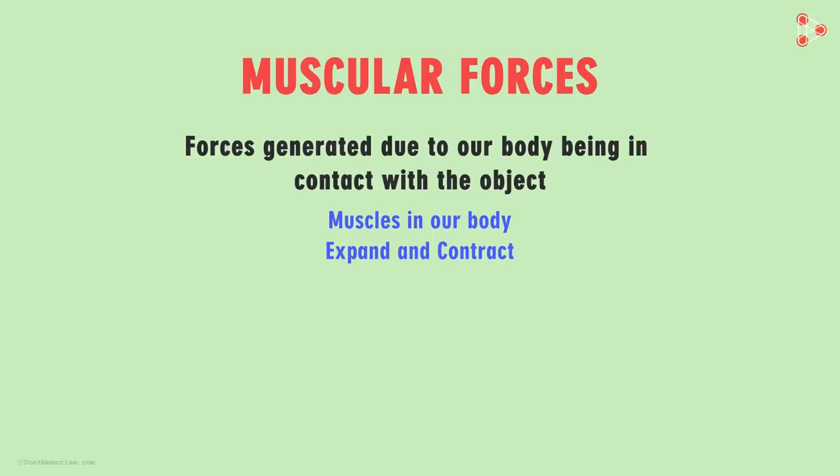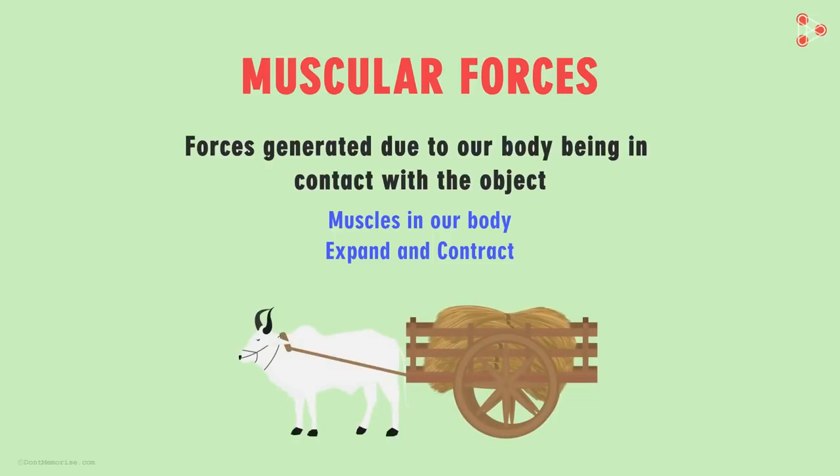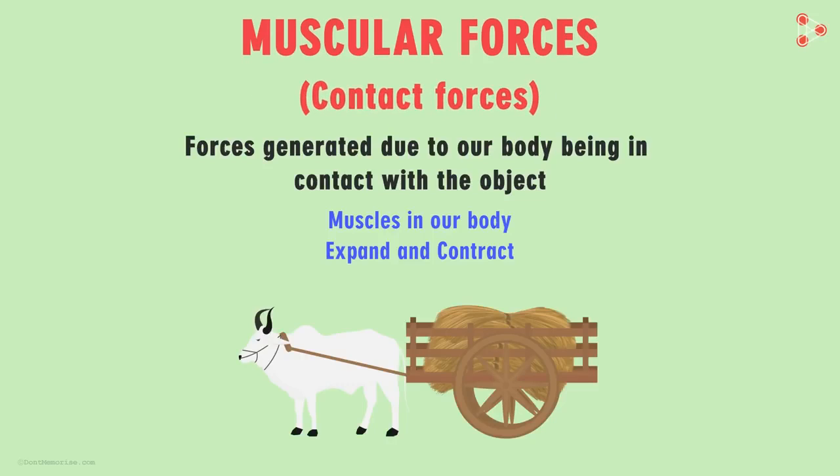Animals also use muscular force to carry out their physical activities. A bullock cart is used to carry load from one point to another. Bullocks are tied with a cart and the load is then added onto the cart. The bullock then applies muscular force on the cart and moves it forward. So a muscular force is a contact force.